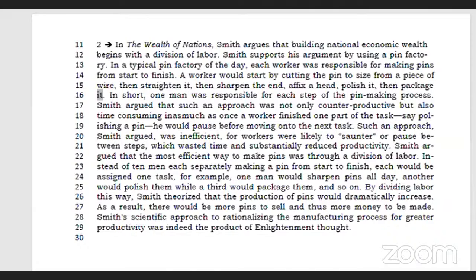Instead of 10 men each separately making a pin from start to finish, each would be assigned one task. For example, one man would shape the pins all day, another would polish them, while a third would package them, and so on. By dividing the labor this way, Smith theorized that the production of pins would dramatically increase. As a result, there would be more pins to sell and thus more money to be made. Smith's scientific approach to rationalizing the manufacturing process and gathering productivity was indeed the product of 18th century Enlightenment.